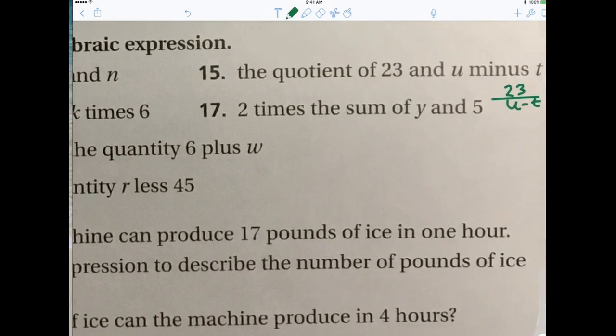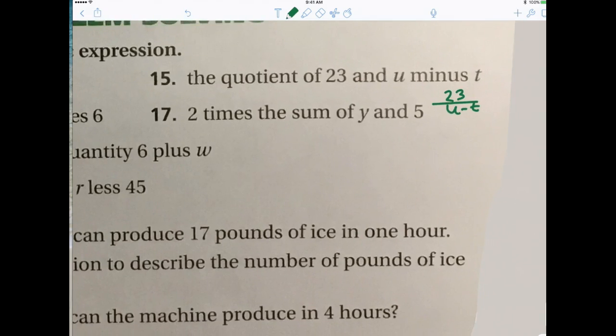All right? So 17, who's up? Me. Yes, you're up. Go. 17, how do I do this one? 2 times the sum of y and 5. On this one now, you had to remember, times is multiply and sum is add. Now remember, what did I say was special when you have times and sum together? What do we need automatically? Yay, very good. You need parentheses.